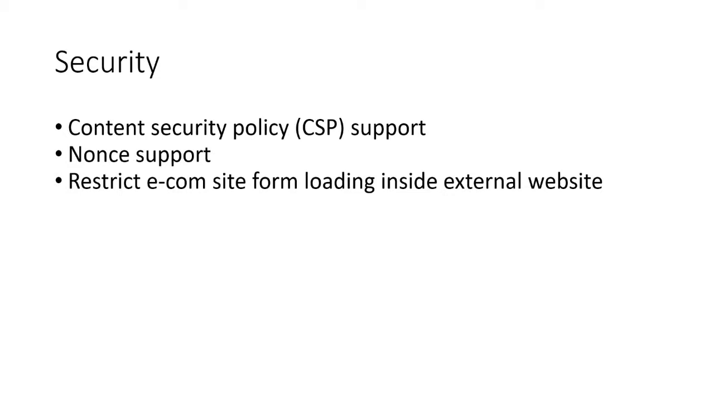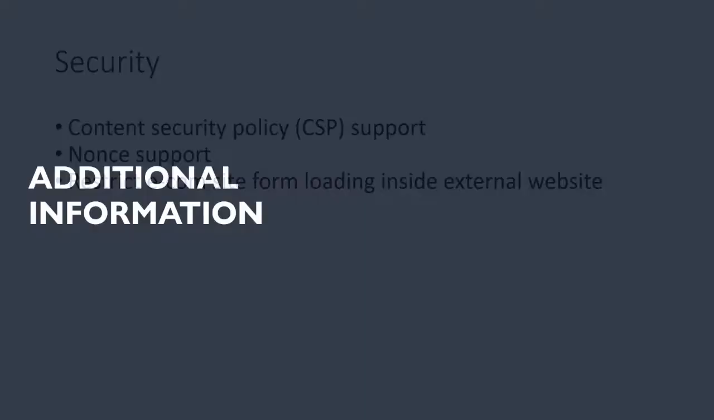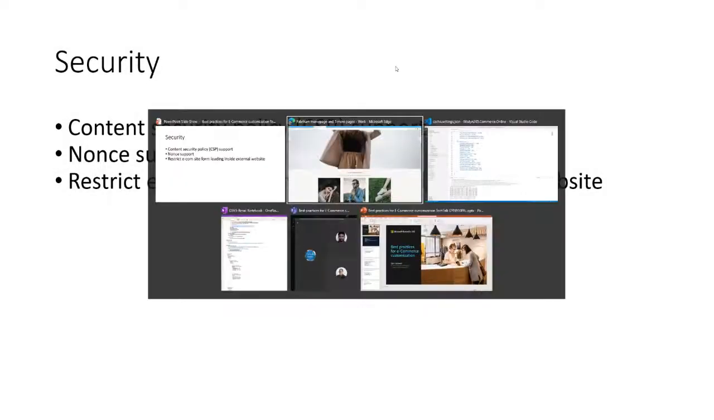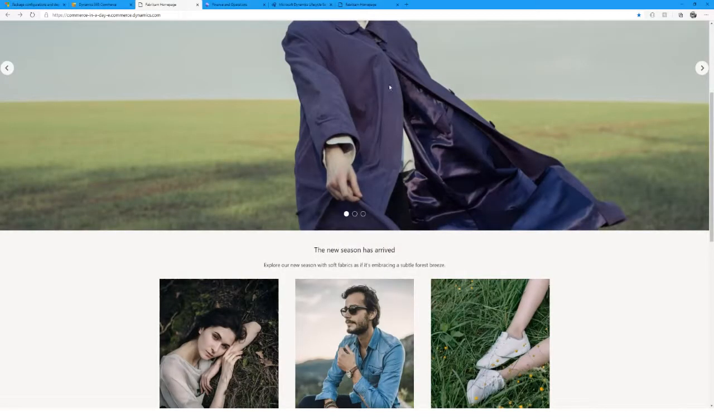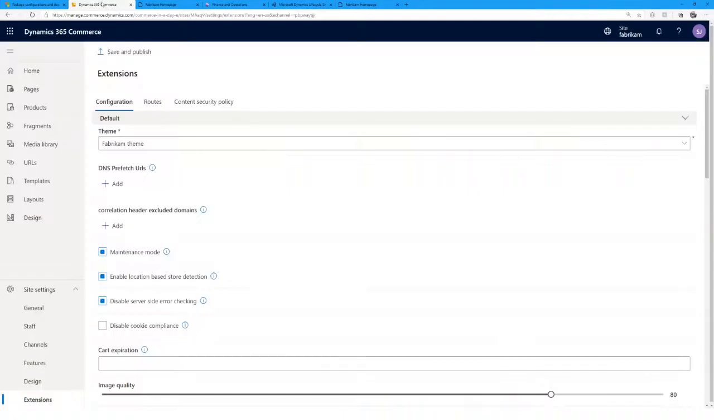And finally, the last thing I'm going to cover is security. So one of the main security endpoints that we support are CSPs, so Content Security Policy, and we support pretty much all of the CSP directives and nonce, for example, or you can use one of the directives if you want to restrict the e-commerce site from loading inside of an external site. And to get to it, again, it's from within the Site Builder tool. So I'm going to go back to the Site Builder tool.